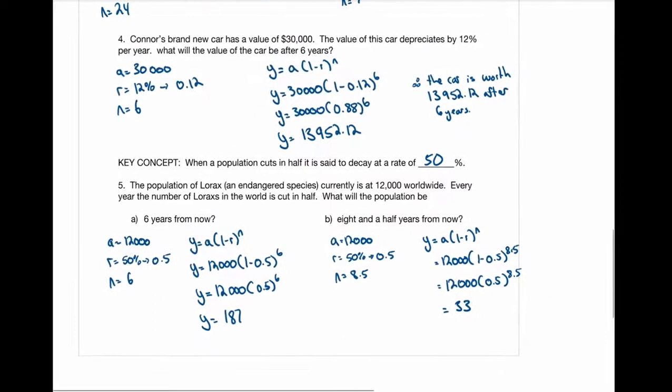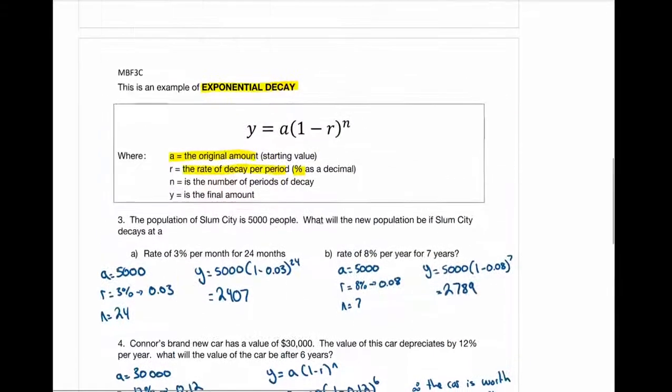So again, the main idea from this lesson is just understanding how exponential decay works, how it's similar to exponential growth, and how we can use the general equation to come up with a relationship for given situations. So again, being able to identify the original amount, determine the rate of decay and change it into a percent, and then use that to figure out what our final amount is going to be.